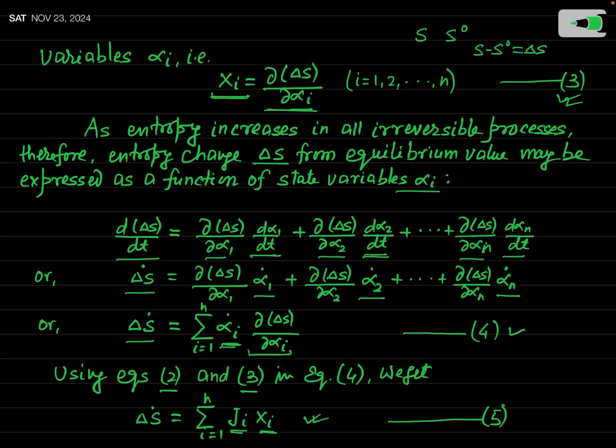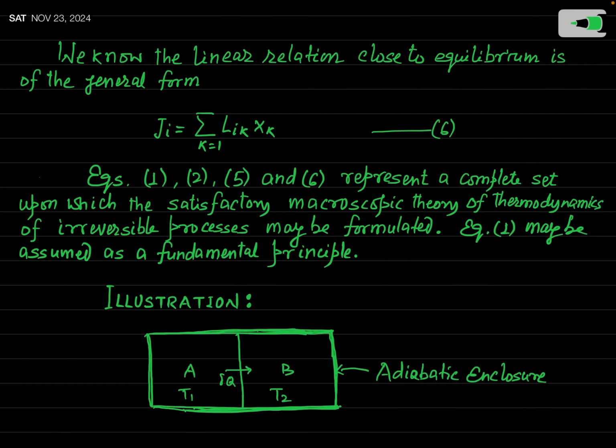Okay. Now, as you have studied in my previous video the linear law, and as I stated in the beginning of my lecture today too, according to the linear relation, if the system is close to equilibrium, then this linear relation is given by this formula: Ji is equal to summation over k of Lik times Xk, where you know all the terms very well. Xk are the generalized forces, Lik represent the phenomenological coefficients, and Ji are the fluxes.